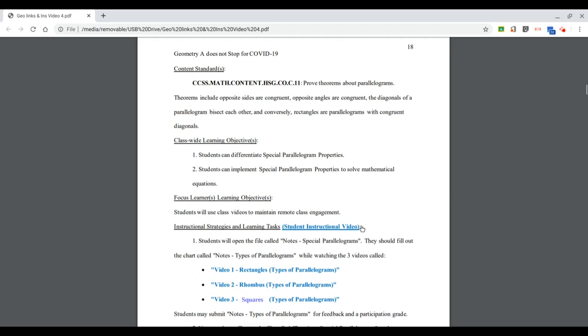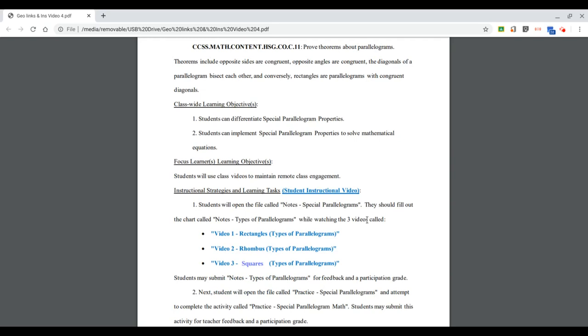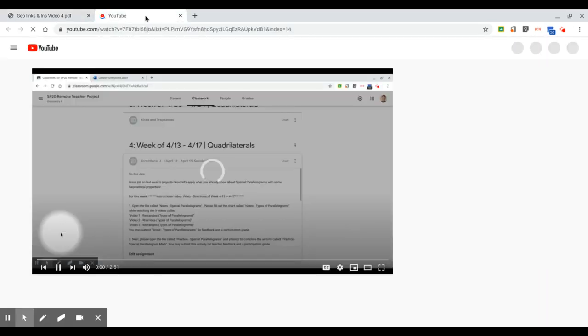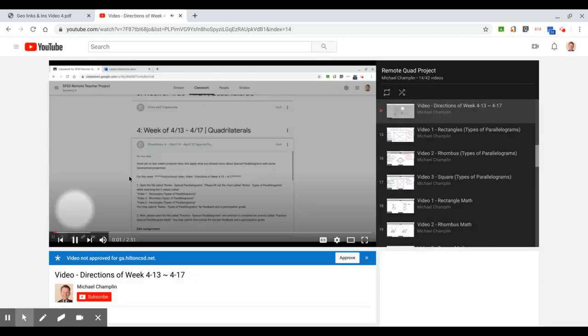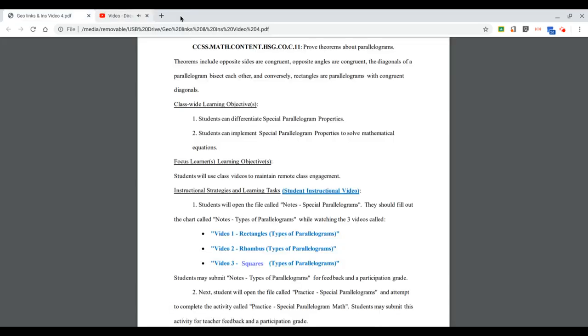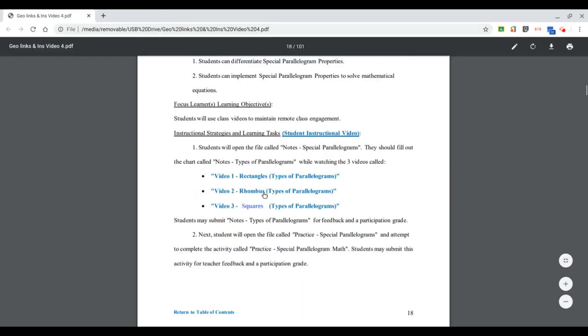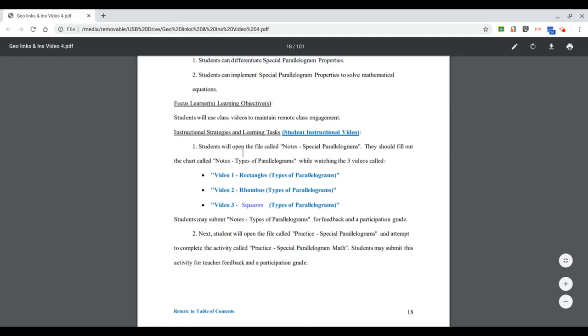As usual for now, for all the lessons, if you've been following along video-wise, there is an instructional video that students can watch as well as you can. But the students could also read the directions on Google Classroom. So this lesson starts off with going into the file called Notes, Special Parallelograms. They should fill out a chart called Notes, Types of Parallelograms.